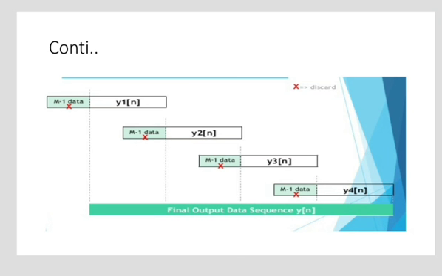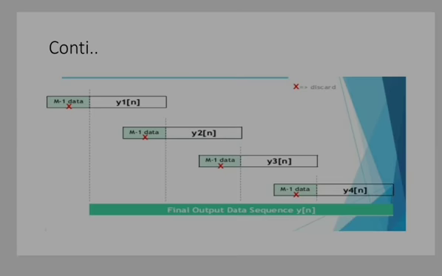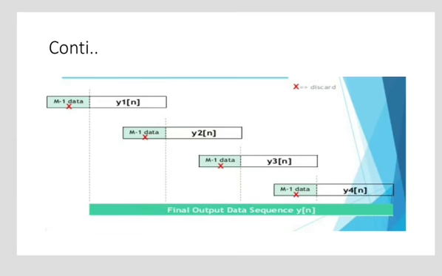So here the concept is to compute the short segments of y of n of an arbitrary length L and concatenate the segments together. Consider a segment that begins at n equal to kL plus M for any integer k. The advantage is that the circular convolution can be computed more efficiently than the linear convolution according to the circular convolution theorem.